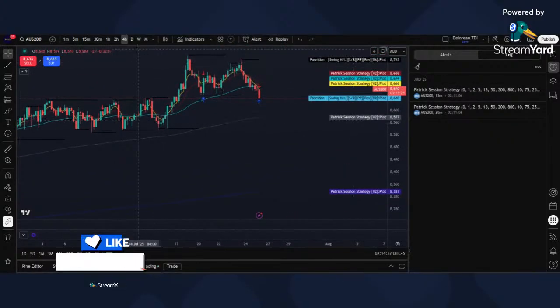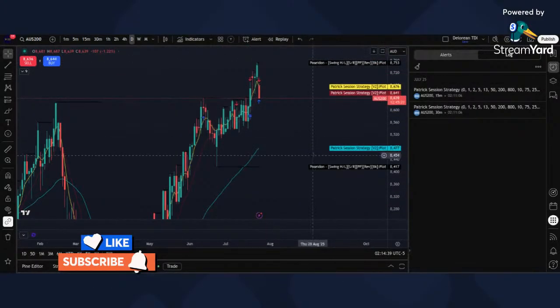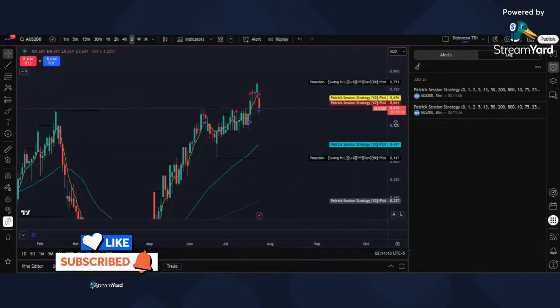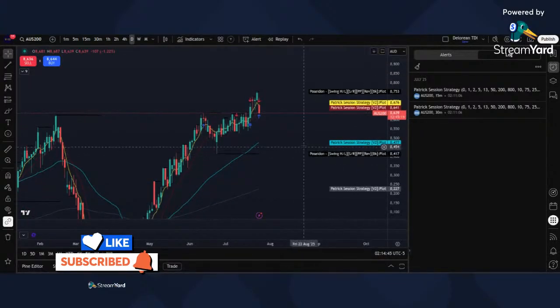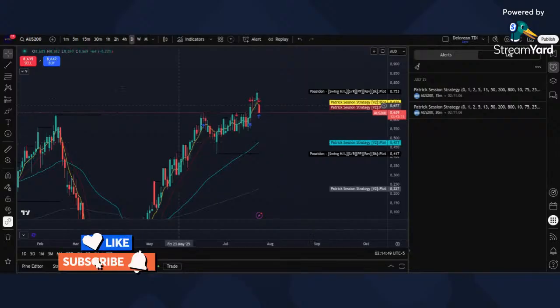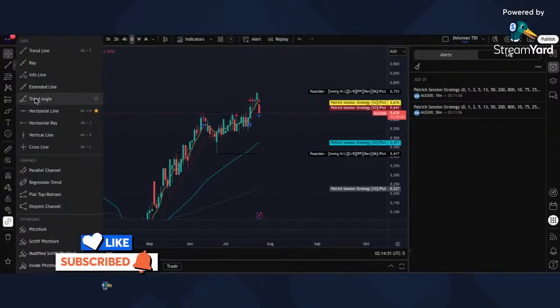Let's go to the daily. And yeah, this is retracing back to the 50 EMA. Possible entry at 84.77. Let's mark that off.